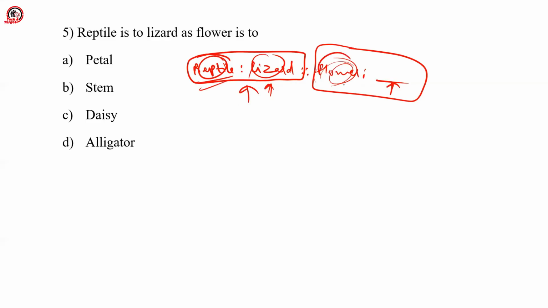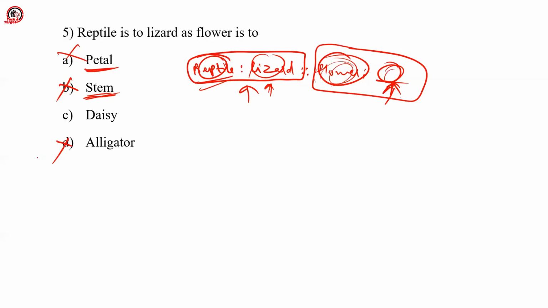Now, in the same way, we have to give a word to this such that that is a flower, right? What does it mean? We have to select a word which is the name of a flower, right? So if you see here, petal is not a flower, but it is a part of a flower. So this will not be the right option. Now stem is again a part of a plant and it is not a flower. So we'll not take this option. Alligator is not at all a plant or a flower. So we'll not consider this option at all.